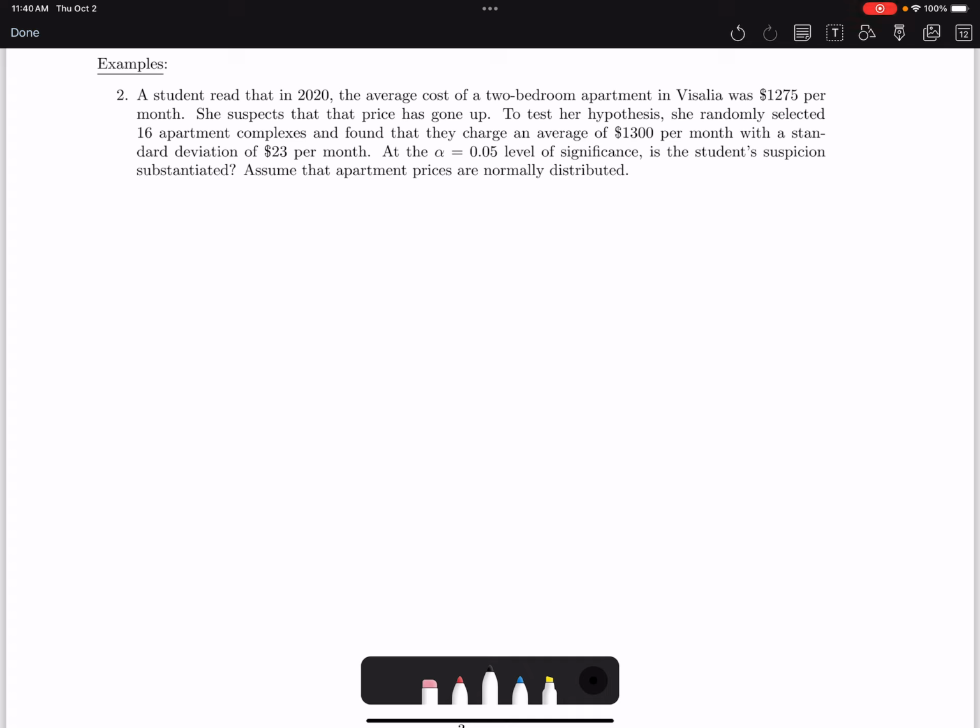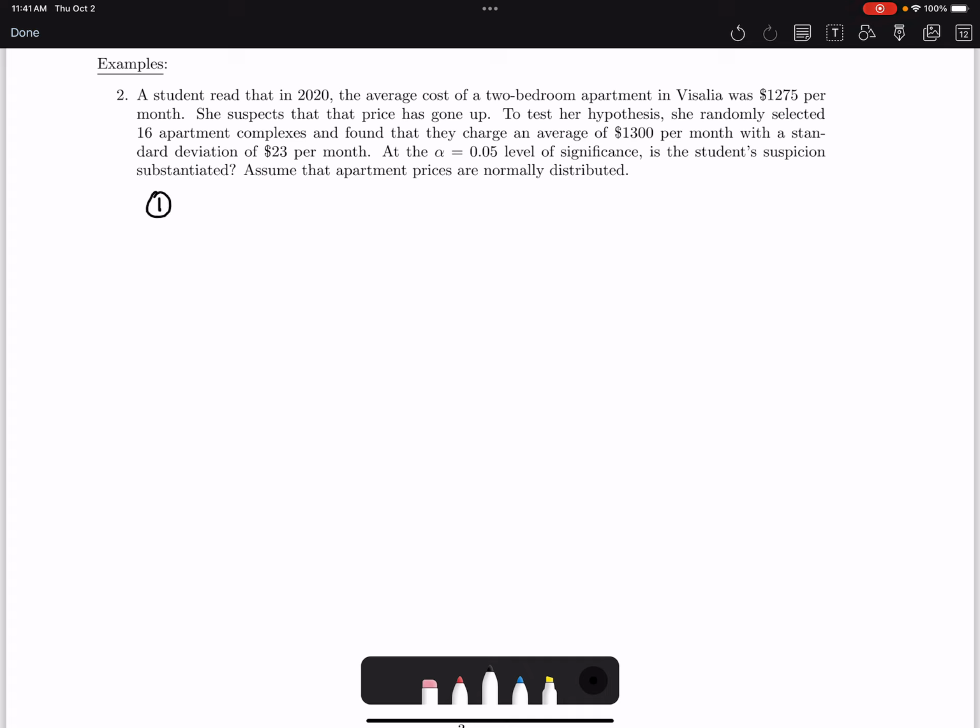Okay, so it looks like things did increase a little bit by about $25, but maybe that's just a random glitch. Maybe that's just because she happened to select apartment complexes that were a little more expensive. At the alpha equals 0.05 level of significance, is the student's suspicion substantiated? Assume that apartment prices are normally distributed. Okay, well, let's get to it.